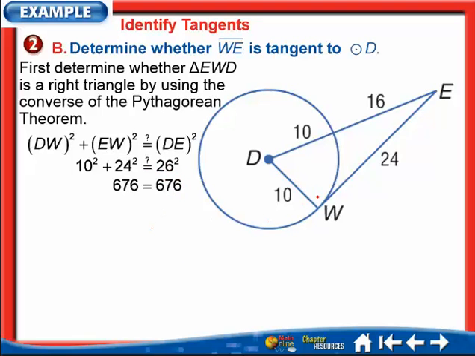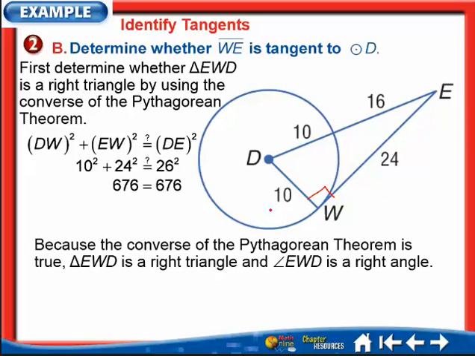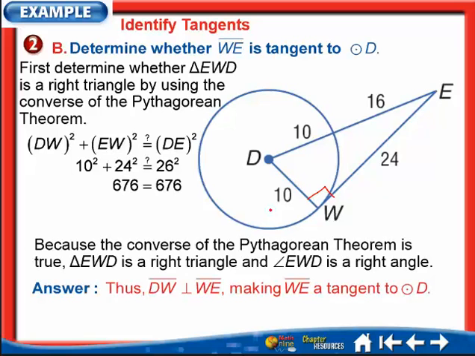So is this a right triangle? Yes. Therefore, this is a right angle. Therefore, WE is a tangent. We're pretty much just testing to see if they make a right angle. If they do, then EW is a tangent. As long as WD is a radius, EW had to be a tangent.